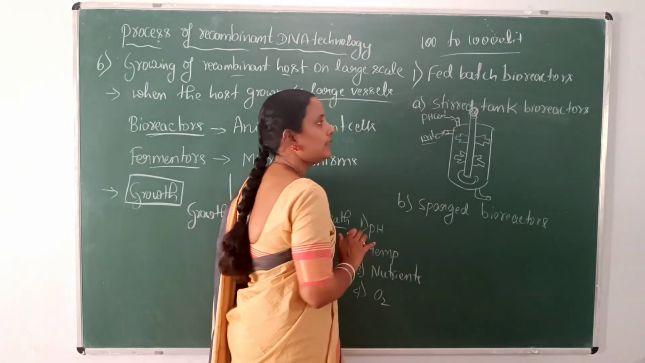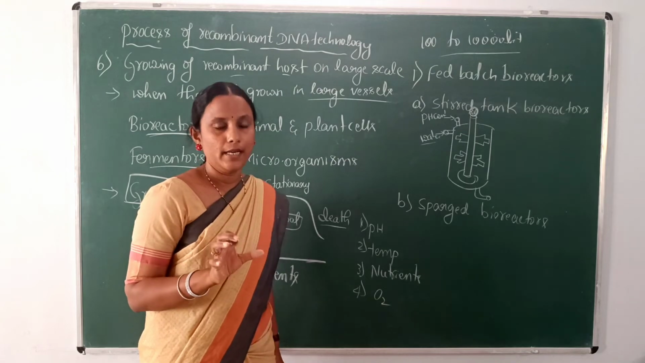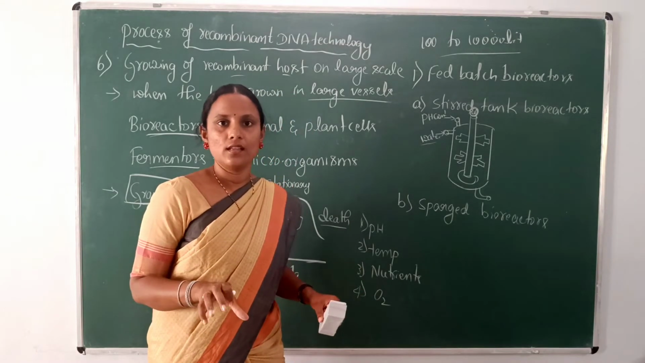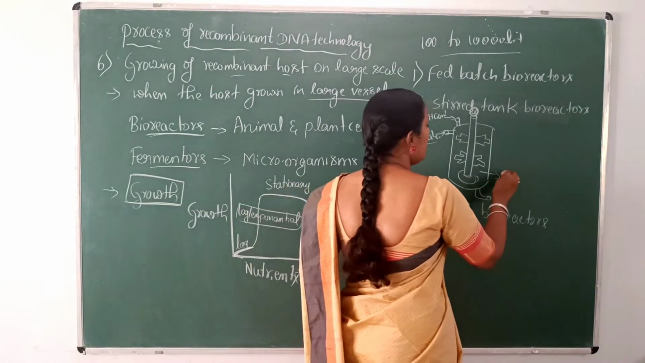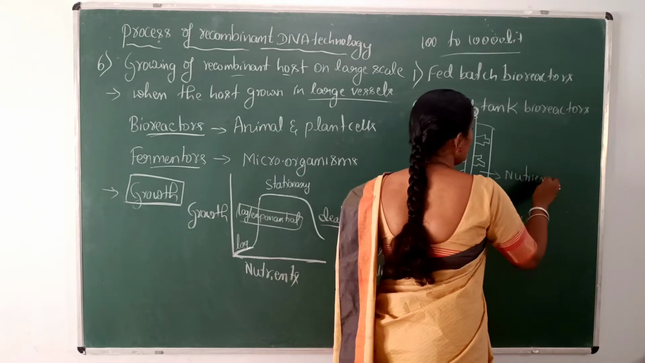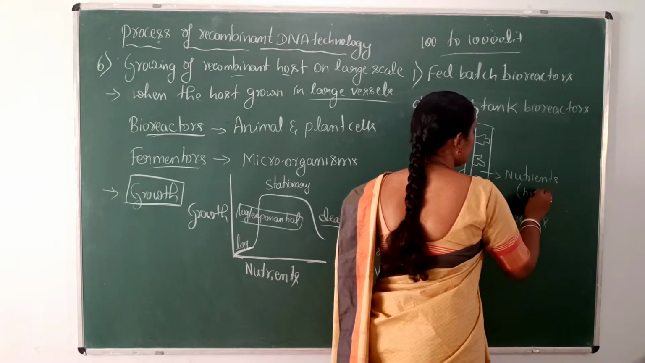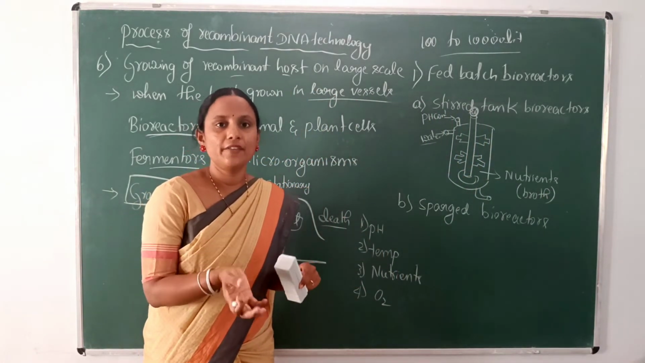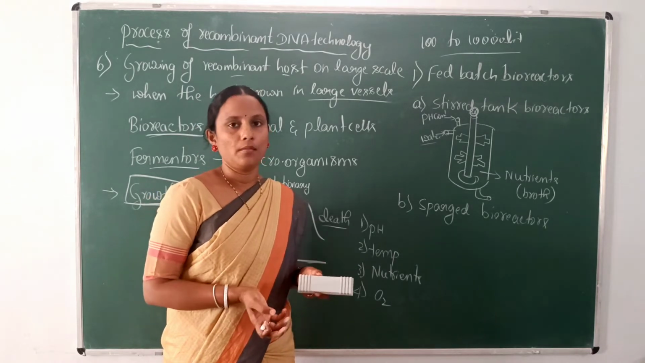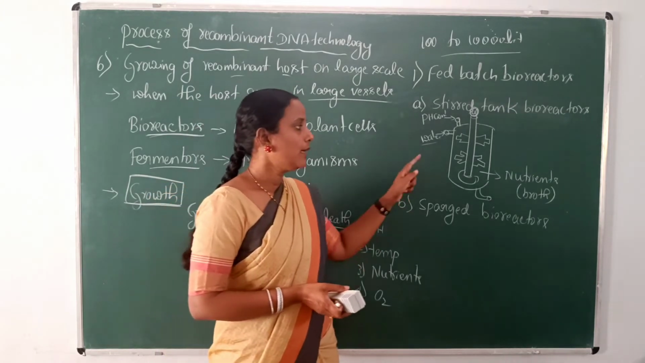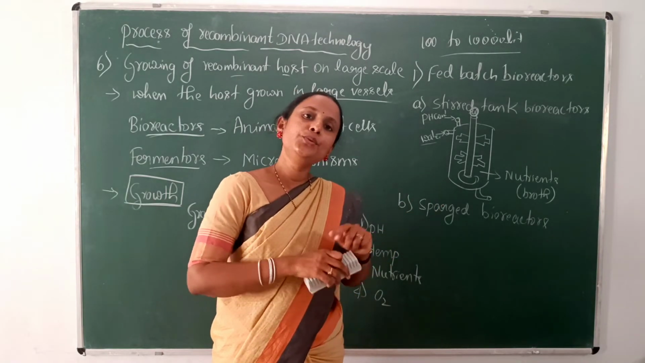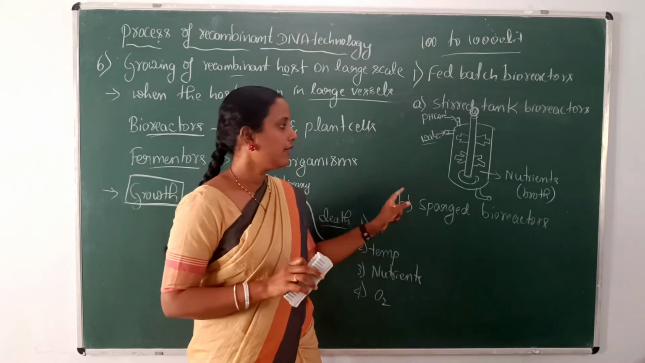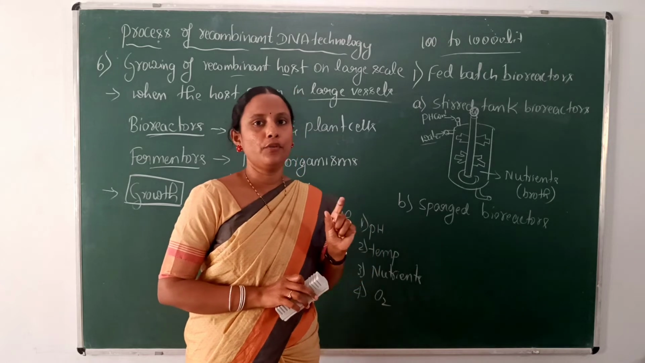So here in the stirred tank bioreactor, we are calling it a fed batch because the bioreactor will be cleaned once, and into this the nutrients are usually added in the form of broth. Broth means the liquid. The nutrients are given in liquid form. If it is given in solid form, then it is called agar medium. But in fermenters or bioreactors, usually they make use of the nutrient broth. So nutrition will be given in the form of broth, that is, in liquid form.